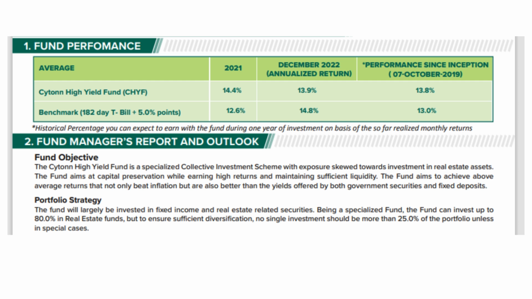And I have to give it to them that they disclosed that this fund is a medium to high risk investment. Yes. So according to this fund fact sheet, we can see that Cytonn disclosed that Cytonn High Yield Fund was a specialized collective investment scheme with exposure skewed towards investment in real estate assets. They went further to disclose that being a specialized fund, the fund could invest up to 80% in real estate funds, as opposed to what the regulations require, that they can only invest 25% in real estate.